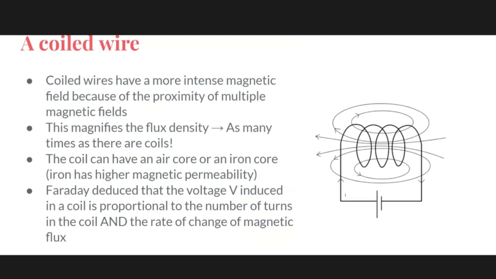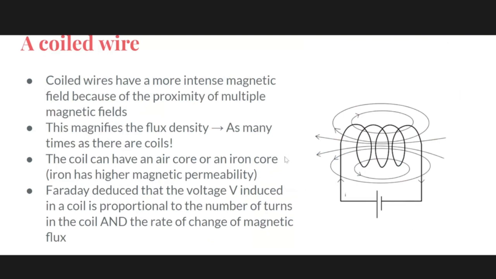So this is the same concept we were talking about earlier. As we know, coiled wires have a more intense magnetic field because of the proximity of multiple magnetic fields. This is similar to the idea of an inductor, or it is the idea of an inductor. Also, the number of coils is proportional to the flux density, so the flux density will increase depending on how many coils you have.